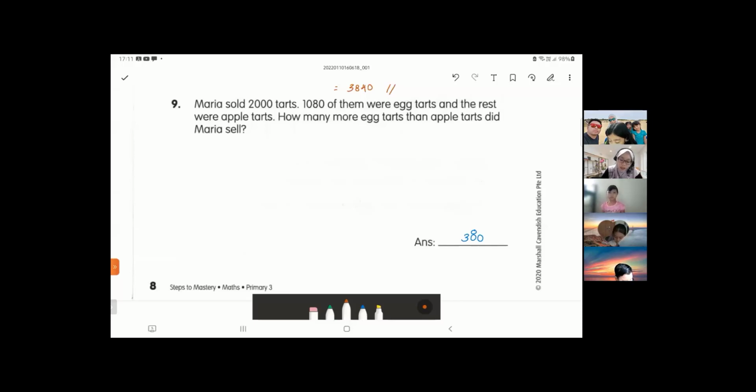Maria sold 2,000 tarts. 1,080 of them were egg tarts and the rest were apple tarts. How many more egg tarts than apple tarts did Maria sell? So there is a comparison. This "more" is a comparison, which means I need to compare later the number of egg tarts and the number of apple tarts. All right, so let's start doing this.